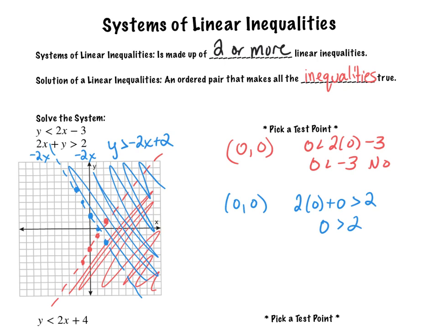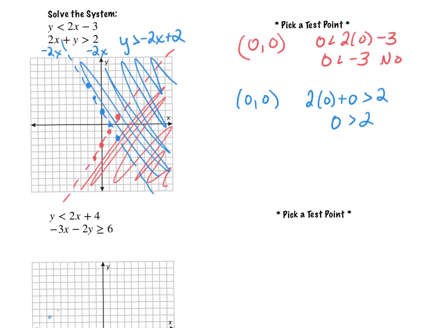Okay. Questions on that one? Yes, Cora. For that red one, you said no, but it's greater than negative 3. 0 is not less than negative 3, though. Right? Because is 0 less than negative 3? No. So that's why it's a no, and I shaded where 0, 0 wasn't.